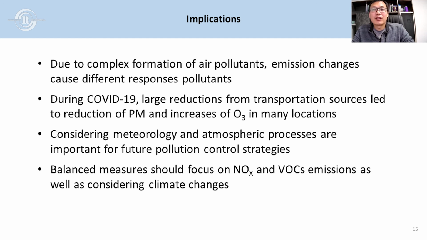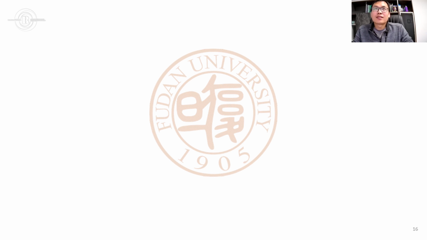So in summary, balanced measures are highly recommended, especially when we look at PM2.5 and ozone at the same time, because NOx and VOCs are both precursors to both PM and ozone. So we should consider them at the same time. Also, we should consider climate change for future cases. So that's all. Thank you.